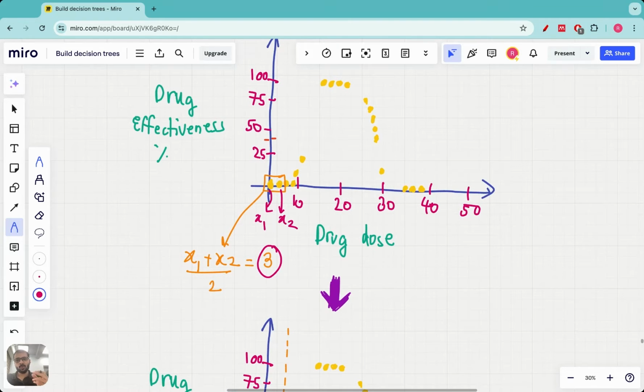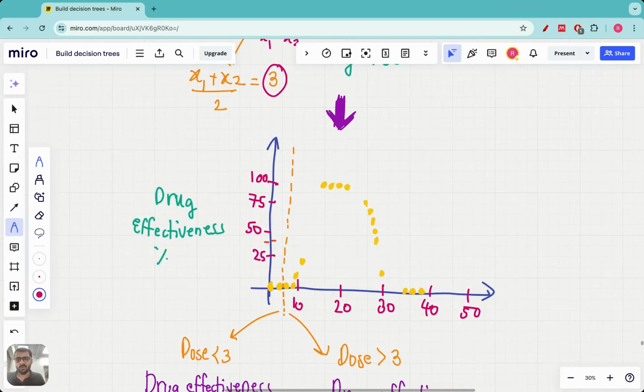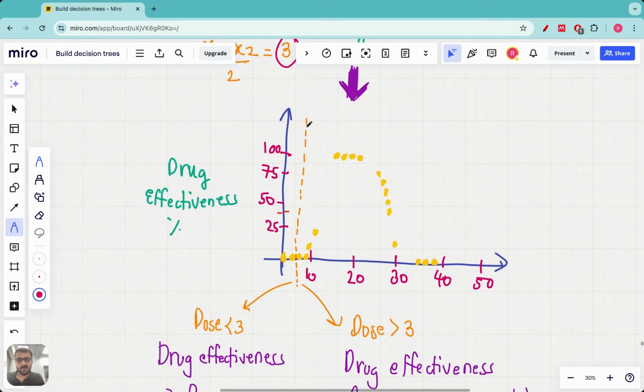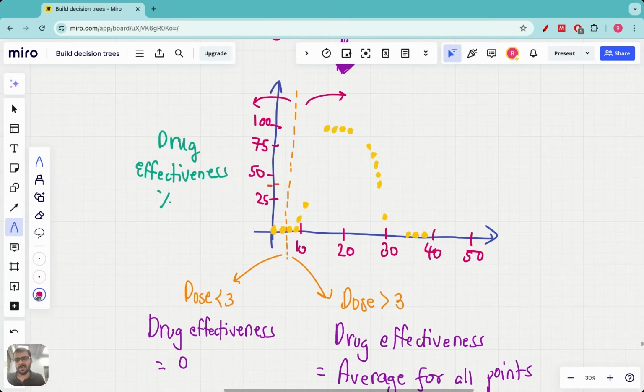Then we are going to test with this as the root node. So the average is equal to 3. We'll draw a dotted line here. Everything on the left side of this dotted line is for dose less than 3, and everything on the right side of this dotted line is dose greater than 3. So what we are going to say is that if for the patient the dose is less than 3, which means we are on this side, all we have to do is look at the number of points here on the left side.